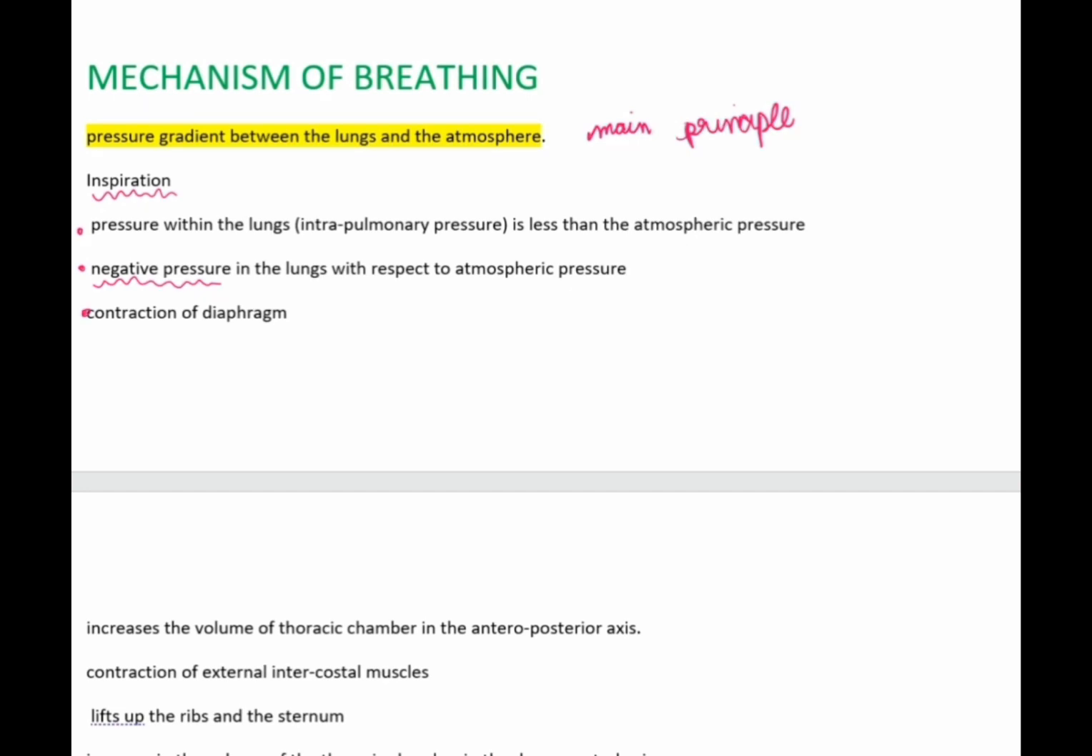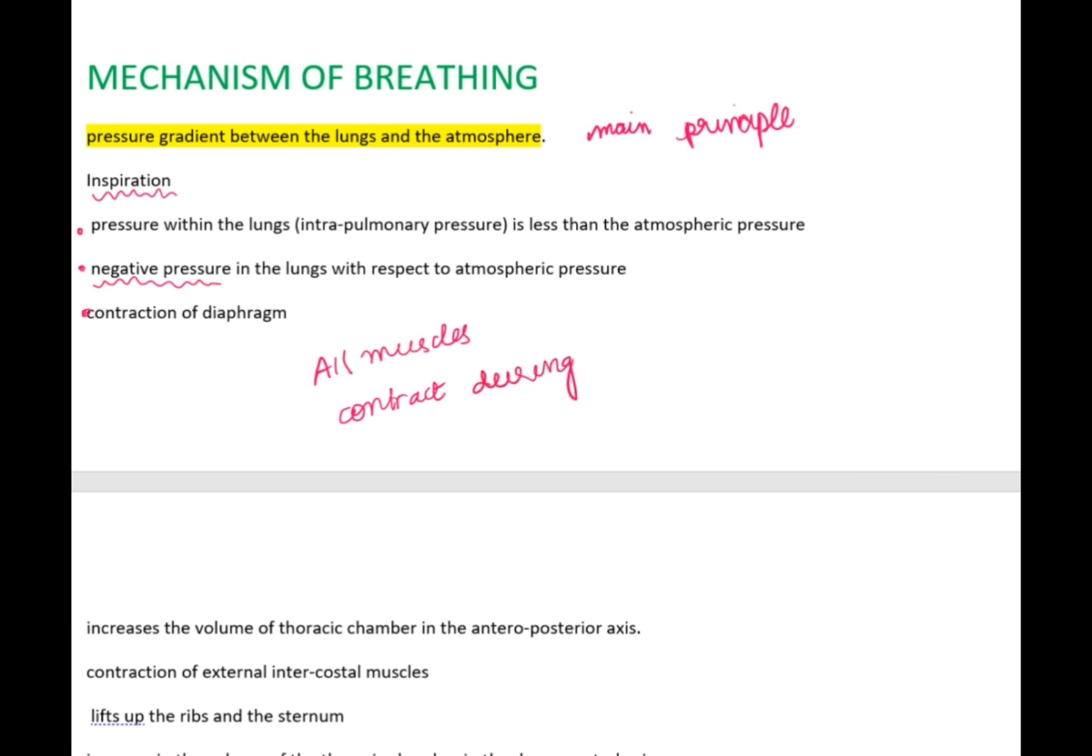The muscles responsible for establishment of the pressure gradient are the diaphragm and the internal and external intercostal muscles. So what do we understand by the term intercostal? Inter meaning between, costal meaning ribs. So the muscles between the ribs. Those present internally are the internal intercostal muscles, and those present outer are the external intercostal muscles.